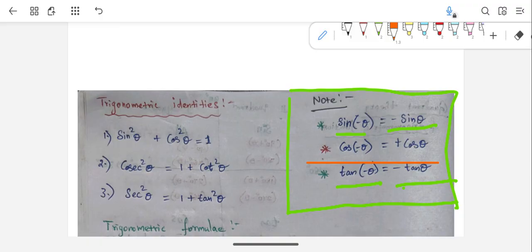So cos of minus theta and cos theta both are equal. Okay, so you don't need to worry about the negative sign. But for sine and tan, you need to take the trigonometric ratio itself in negative value when the angle is negative. Means, see, sin(-theta) means minus sin theta. This is how you need to take trigonometric values for negative angles.